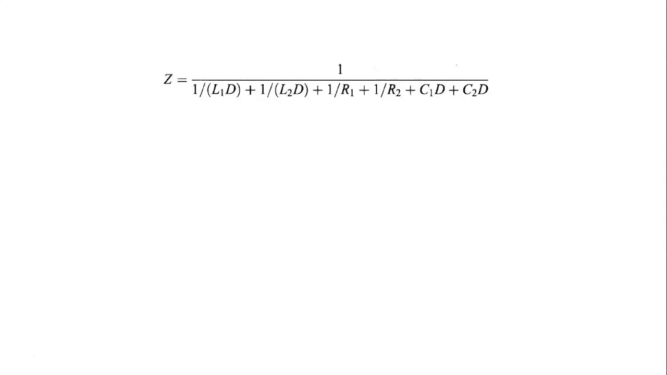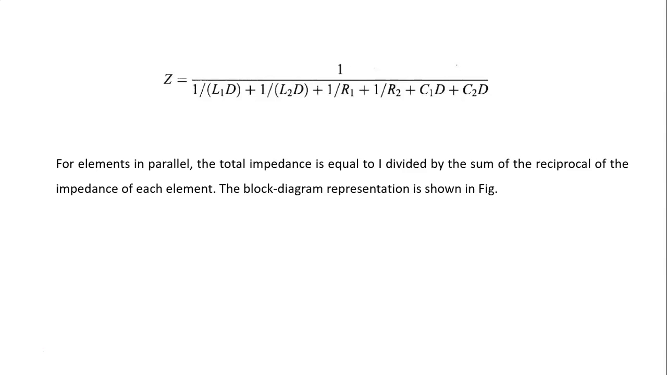Total impedance for the parallel circuit Z is always equal to 1 divided by the sum of the reciprocals of the impedances of each element. Therefore, same thing I have written here. For elements in parallel, the total impedance is equal to 1 divided by the sum of the reciprocal of impedance of each element. The block diagram representation is shown in figure.